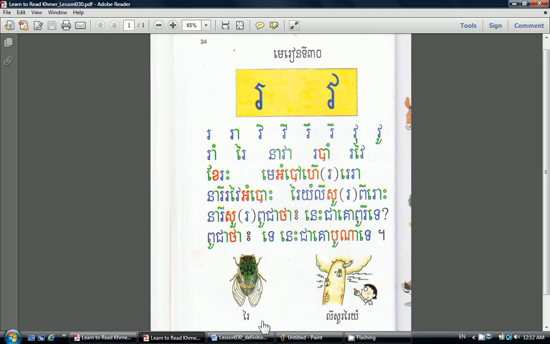This first picture reads rei, which means cicada, and the second picture reads lu so rei yom, which means hearing the crying sound of a cicada. We have now finished lesson 30.